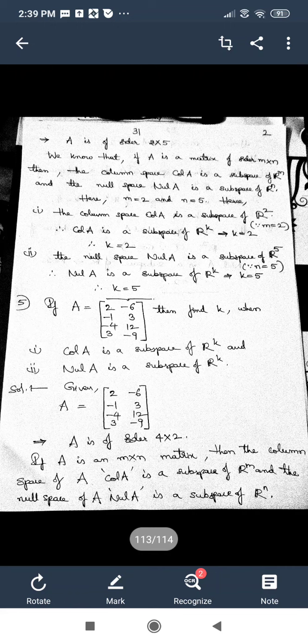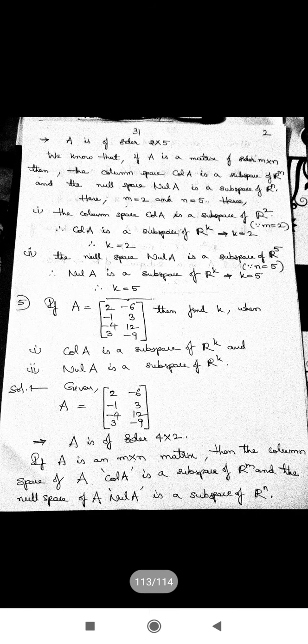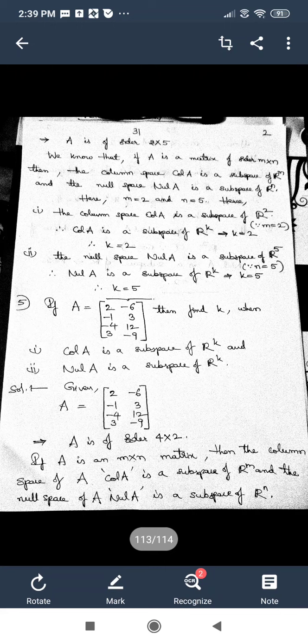Do remember that, as I said, we are not going to be concerned with the elements or entries of the matrix A, but only with the number of rows and the number of columns of the matrix. Whatever the elements given in the matrix A, we are not supposed to be concerned with them. So the number of rows and the number of columns decide the value of k, which is asked in the first bit and the second bit.